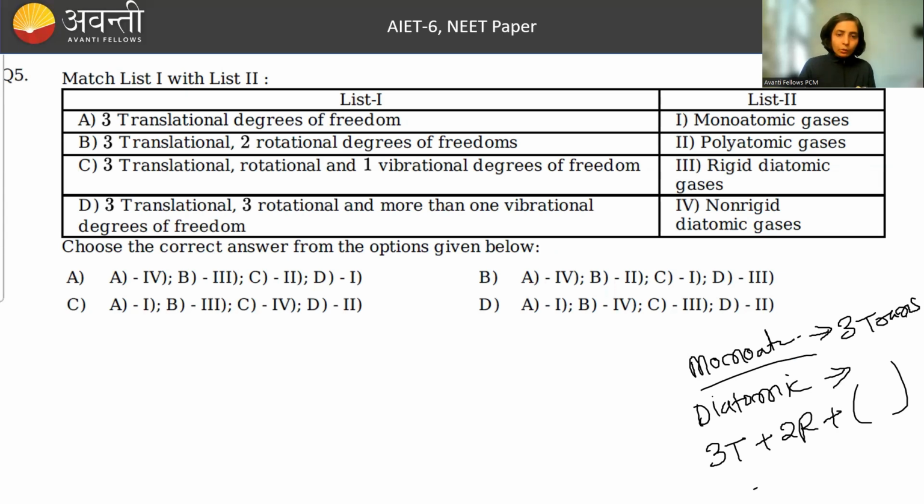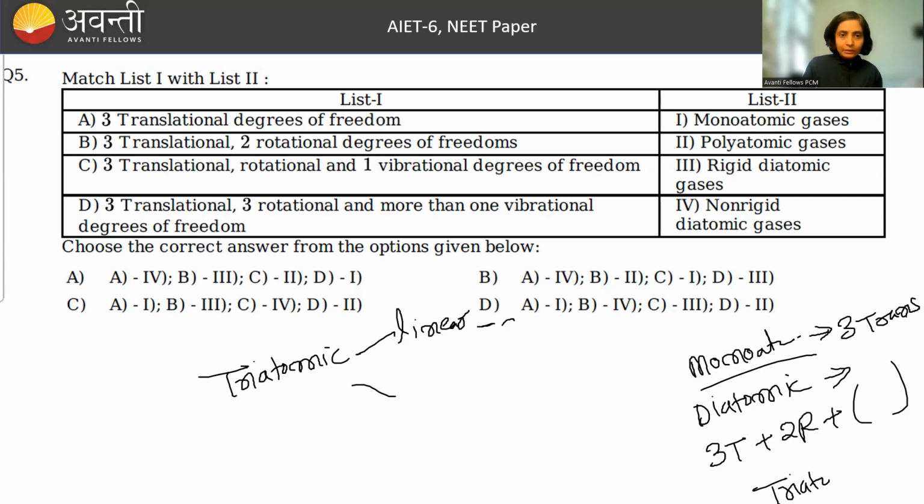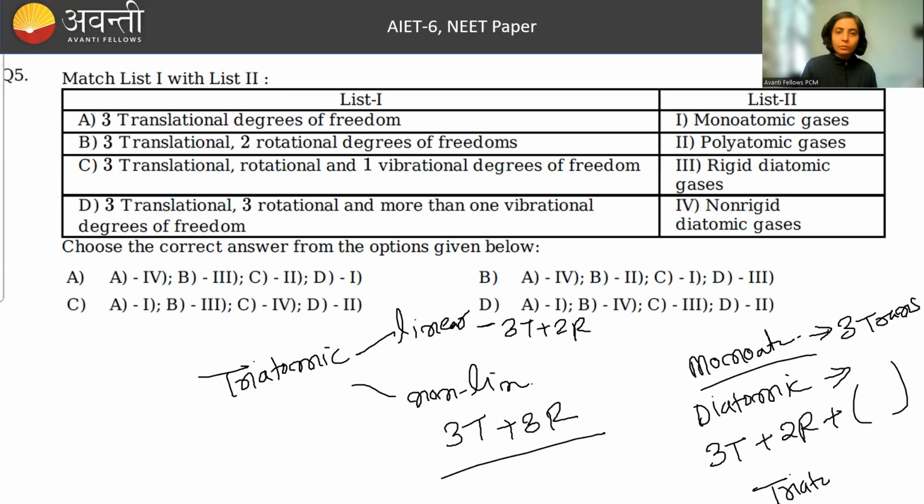Okay. Now come to the triatomic molecule. You must have studied it in triatomic. In triatomic, there are 2 cases. If the molecule shape is linear, then it will have the same degrees of freedom as diatomic gases, that is 3 translational plus 2 rotational. But if it is non-linear, it will have 3 translation plus 3 rotation. Okay. Now let's do the match the column.